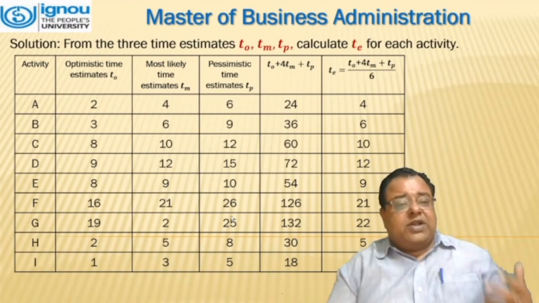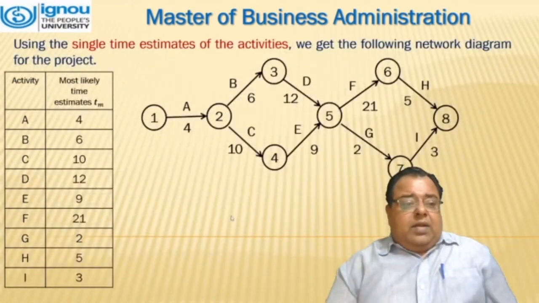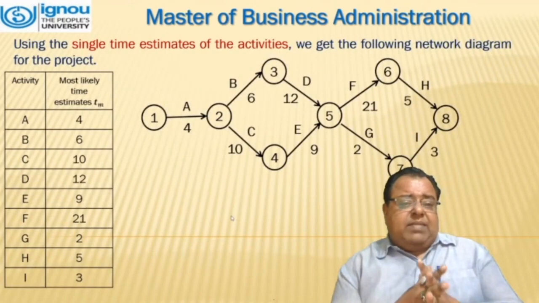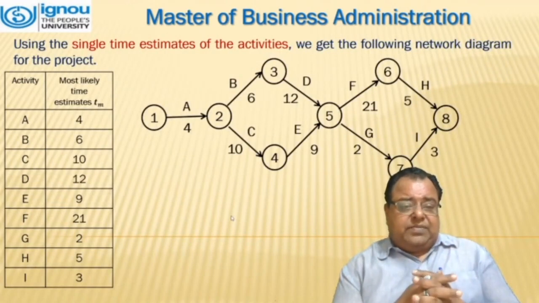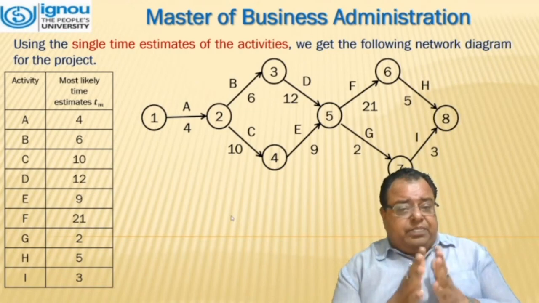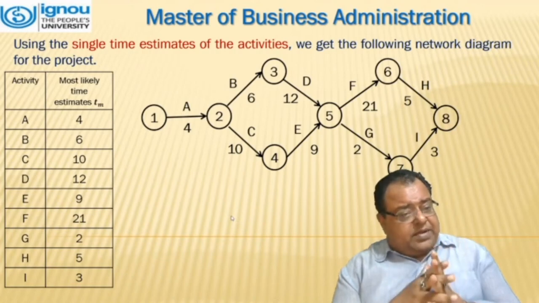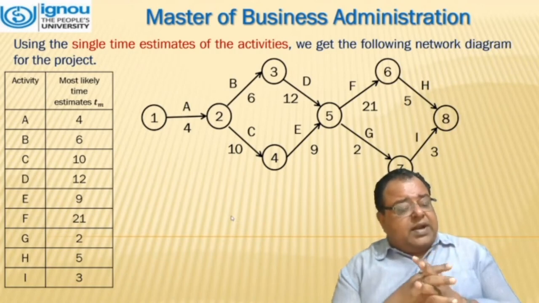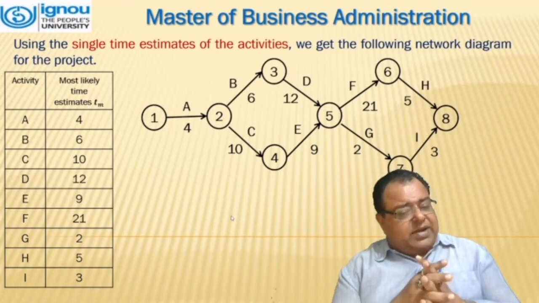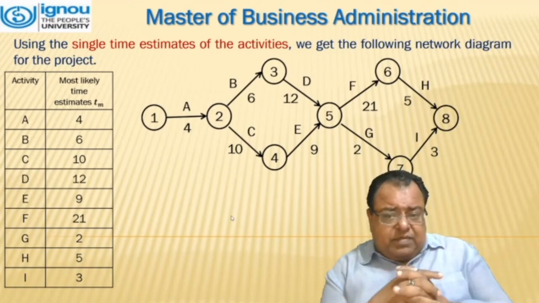Now, what is the next step? Using the single time estimate of the activities, we have to draw a diagram. The activities are A to I, and the most likely time estimate is given to us. We have this particular diagram with us.